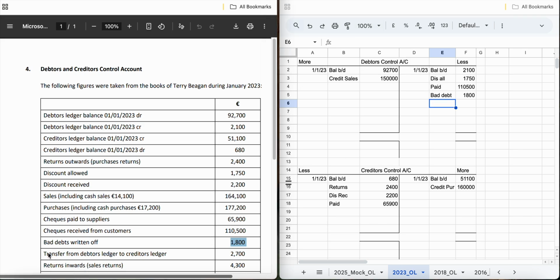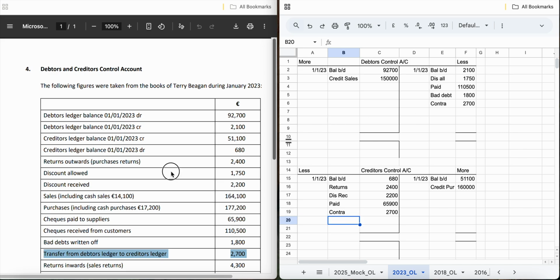Okay, transfer from debtor to creditor. That means someone you owed money to also owed you money, so you just called it quits. So you're going to take it off both sides and you call it a contra entry. It's when a debtor and a creditor are the same person. 2,700, and you put it on the less side for both of them.